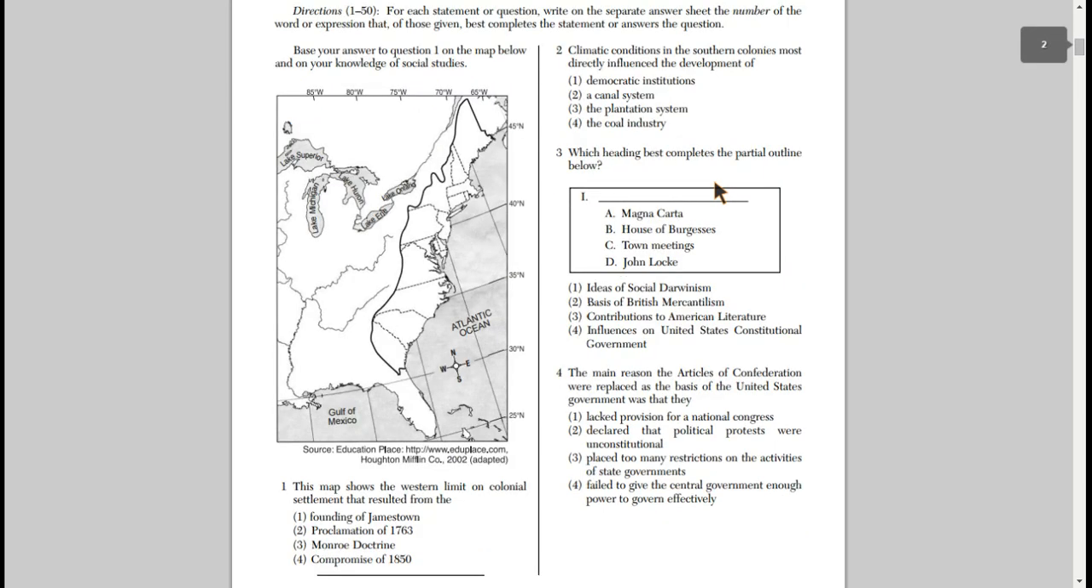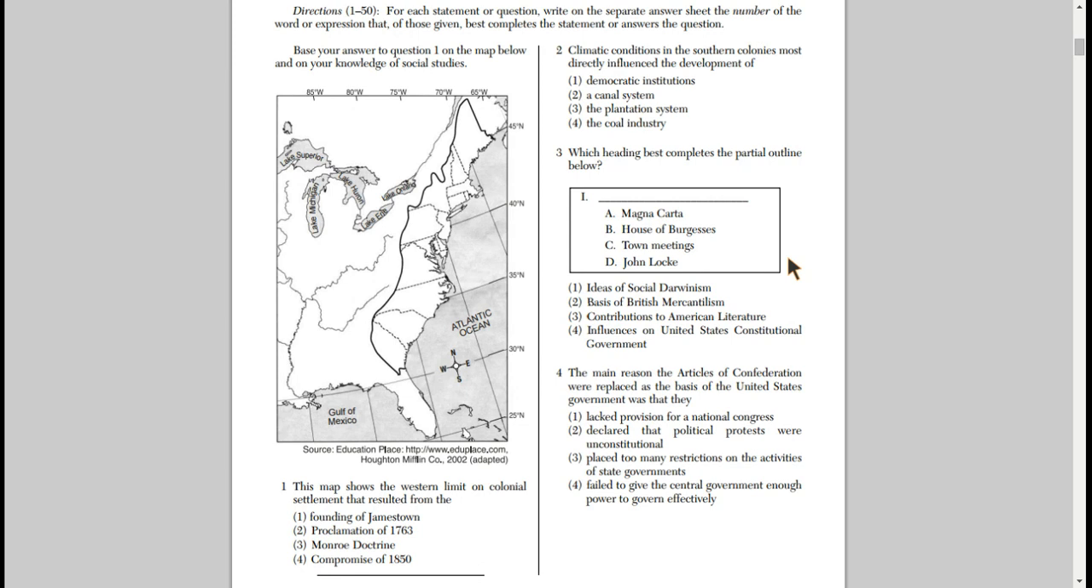All right, so question number 3. Which heading best completes the partial outline below? And the outline is Magna Carta, House of Burgesses, town meetings, and John Locke. And hopefully you're thinking to yourself, wow, I think those are things that really happened early on. So we're looking for a heading: ideals of social Darwinism, basis of British mercantilism, contributions to American literature, and influences on United States constitutional government. So pause, get rid of 2, and then come back.